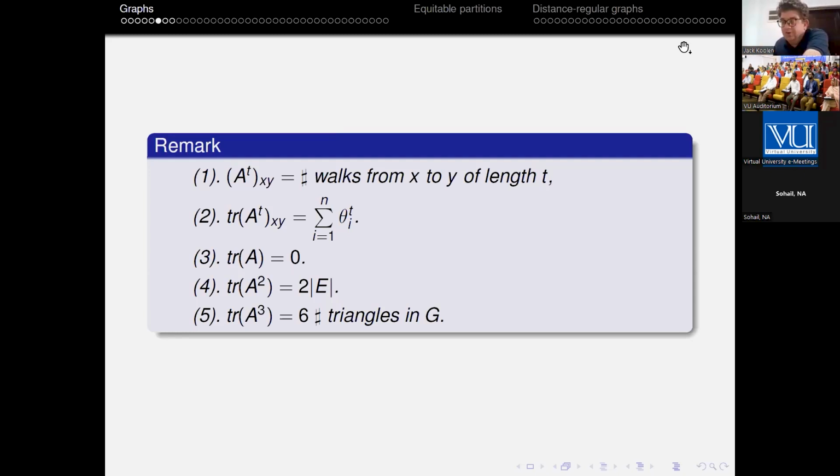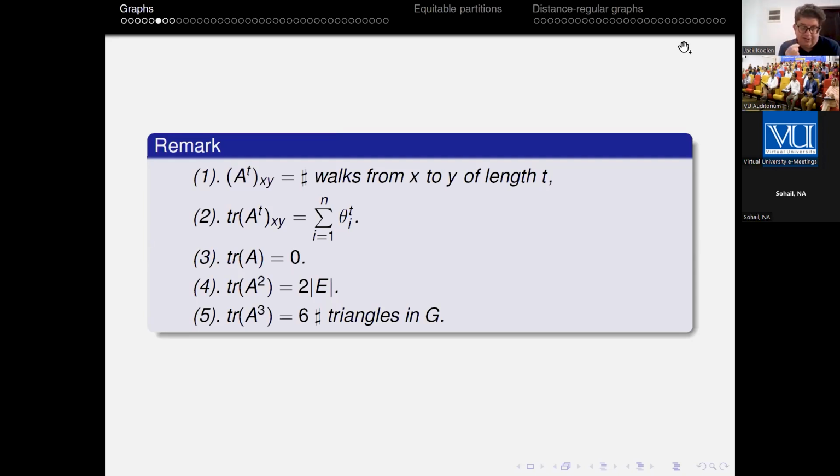So what you can see easily is that the trace of A^T is the sum of the eigenvalues of the adjacency matrix, that is, the sum of theta_i to the power T. So I assume that A has eigenvalues theta_1 to theta_n. Another thing you can easily see is that the trace of A must be 0, because X can never be adjacent to X.